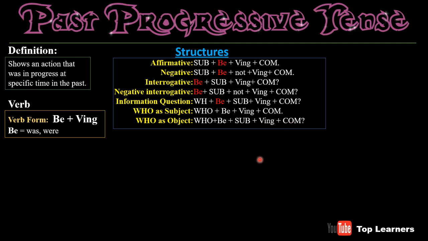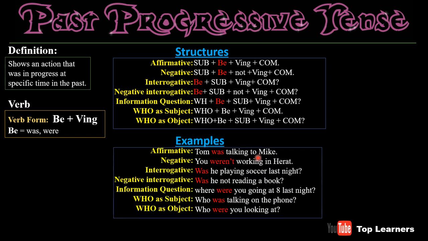The examples are here. We can have the examples like Tom was talking to Mike. So here, this action was in progress in the past. If you want to make a negative sentence, you can bring the subject like you, and we use the to be verb were for that. You weren't working in Herat. So here, this action was not in progress in the past. This is negative.